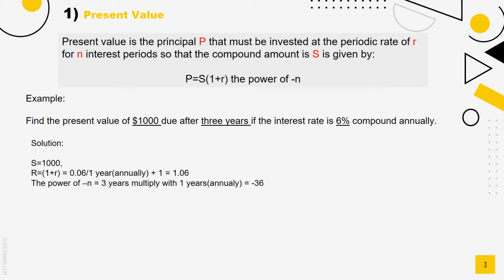So we simplify this. P equal 1000 bracket 1.06 the power of negative 36. So the value of present value that we get is 764.55.